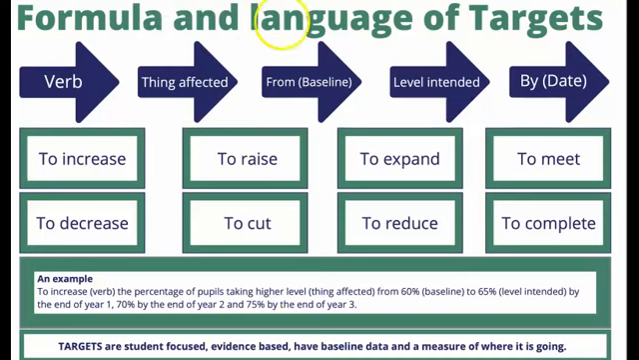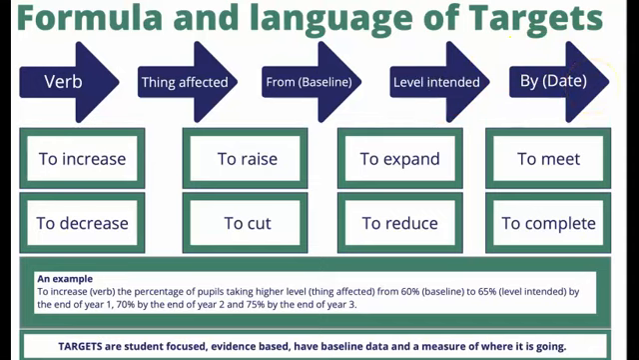This is the formula and language of targets. We start with a verb, so some examples of some verbs you could use in your targets. To increase, to raise, to expand, to meet, to decrease, to cut, to reduce, to complete. Next comes the thing affected. Then we have the baseline from the data you've gathered. Then the level intended, and by what date.